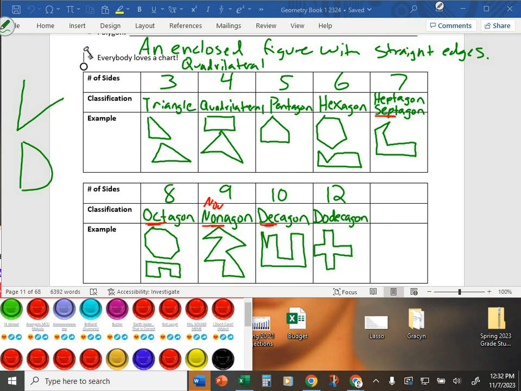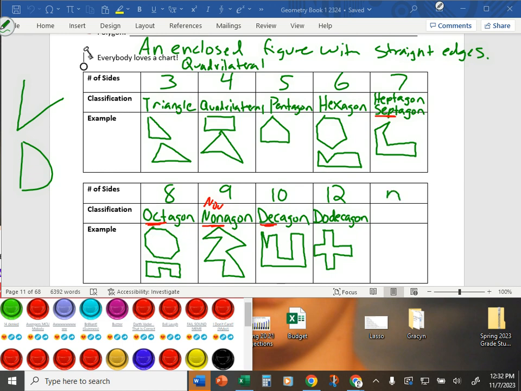Every shape of any size has a name, because once someone decides to name it and it becomes accepted, that's what it is. However, after 12 sides, they become much less common.